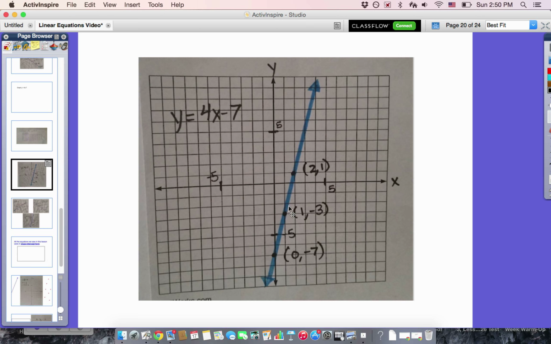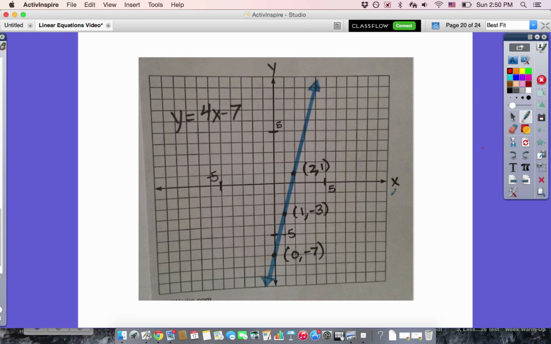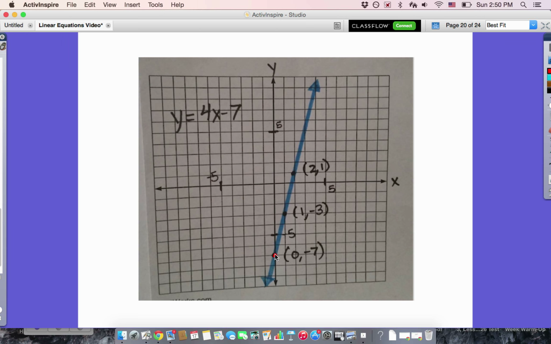Okay, so what is the y-intercept here? Right here, (0, -7). Now how does this relate to my equation here? Let's take a look at the slope. So for every 1 x that grows, my y grows by 4, right? So my slope is 4/1, and that's what my slope is.